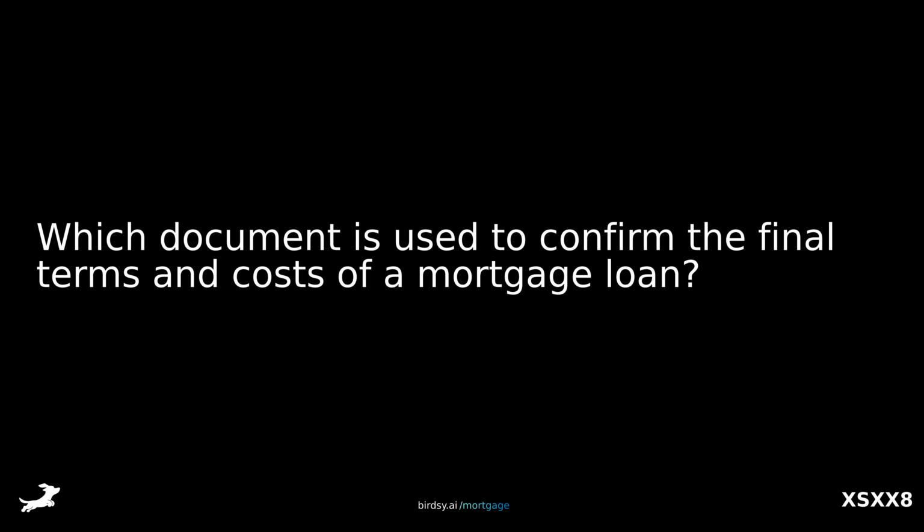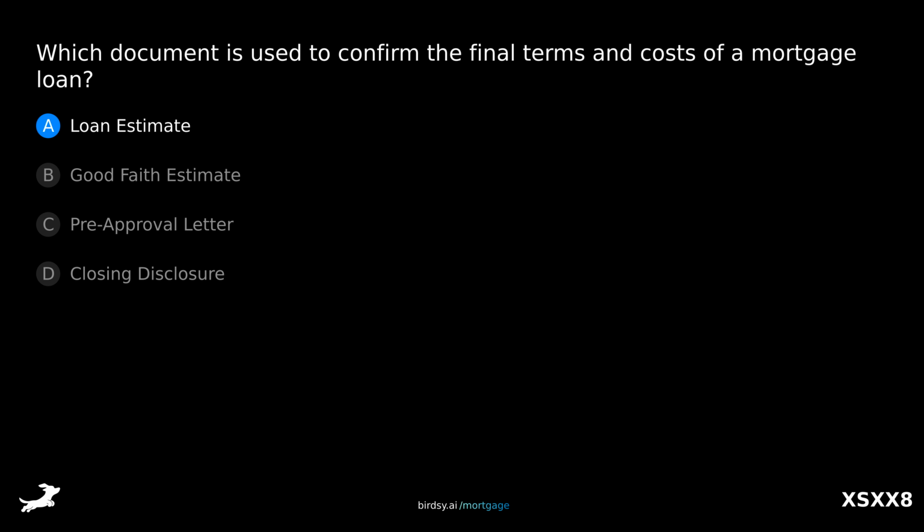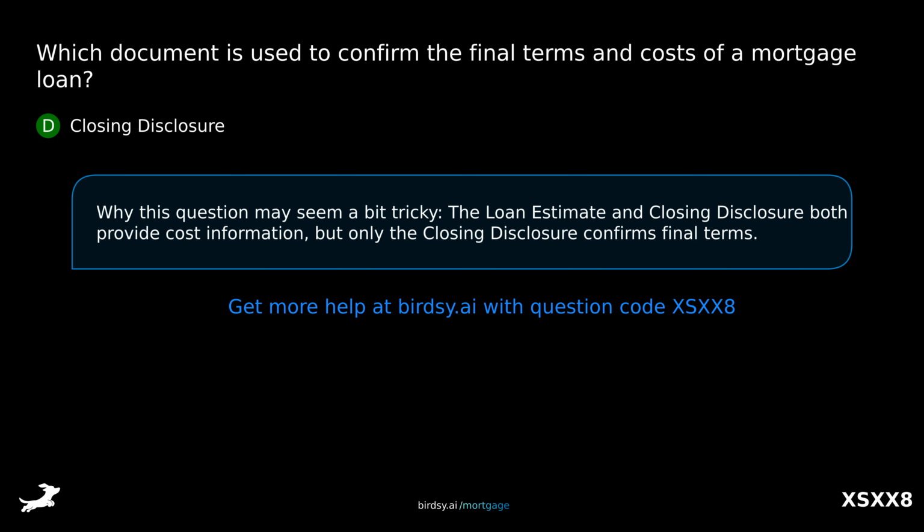Which document is used to confirm the final terms and costs of a mortgage loan? Is it A, loan estimate, B, good faith estimate, C, pre-approval letter, or D, closing disclosure? The answer is D, closing disclosure. Why this question may seem a bit tricky. The loan estimate and closing disclosure both provide cost information, but only the closing disclosure confirms final terms.